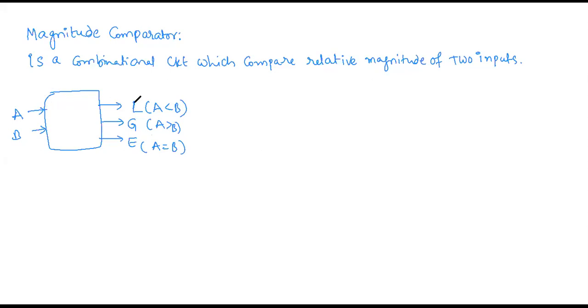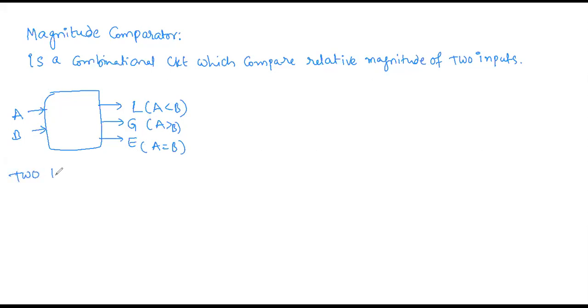Okay, if L is equal to 1, then it indicates A is less than B. If G is equal to 1 and the remaining are 0, then it indicates A is greater than B. If both are equal, then E will be 1.